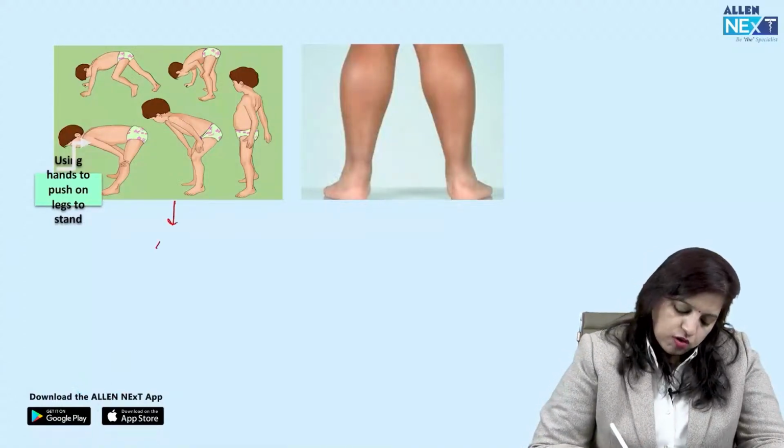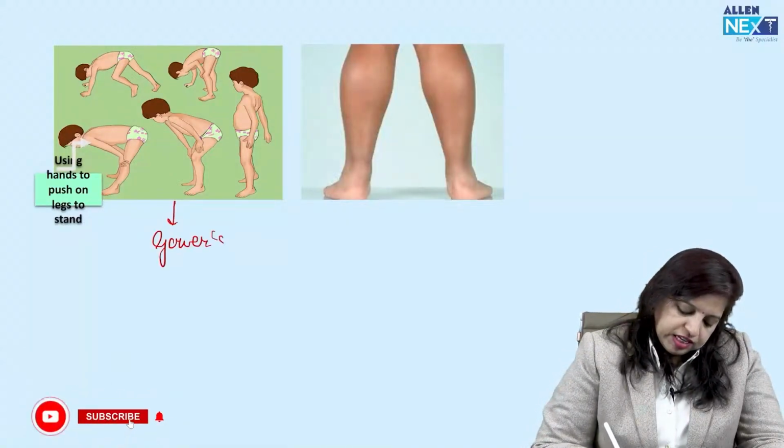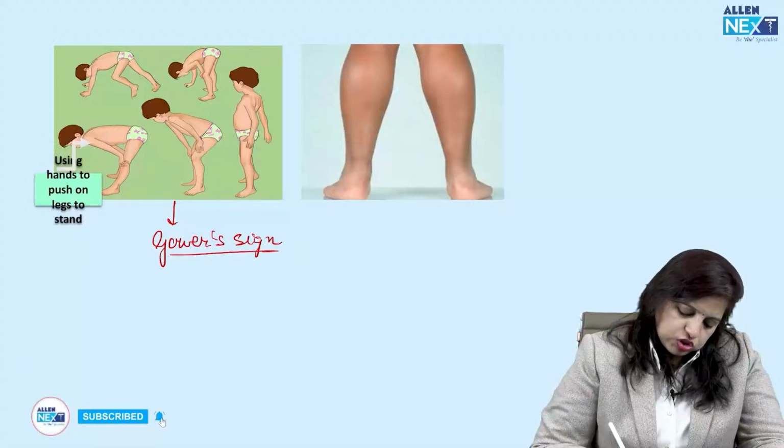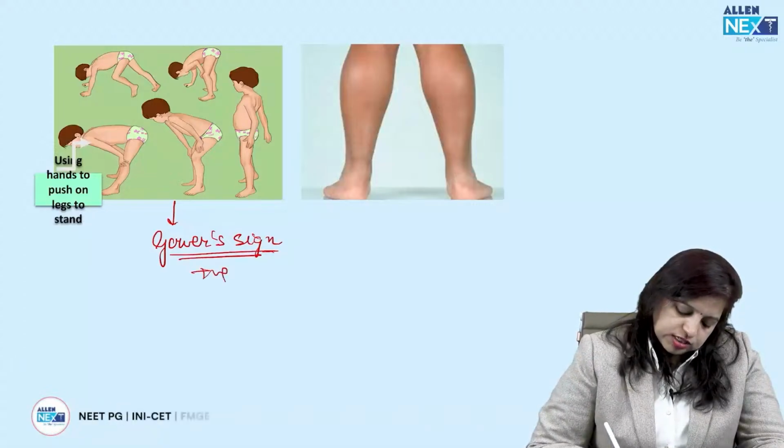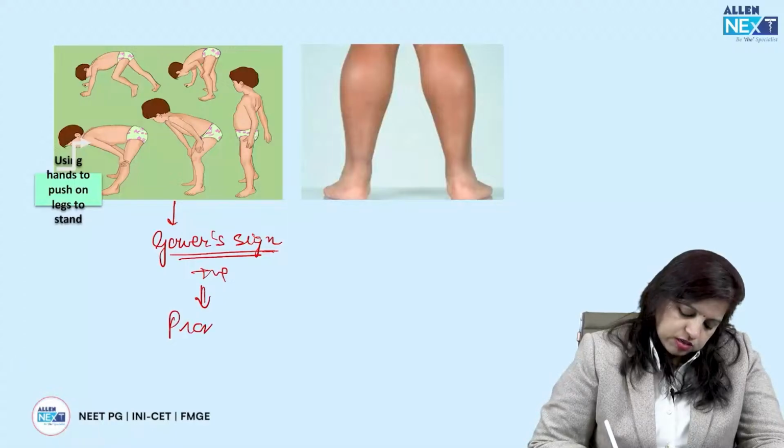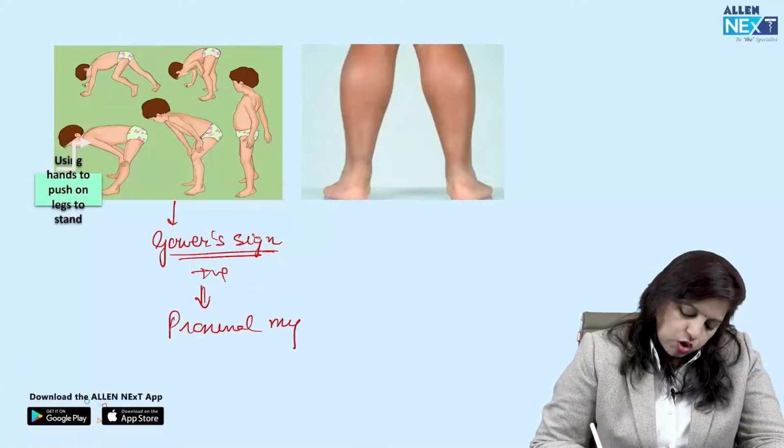This is known as the Gower sign positive, the way he's trying to get up from squatting position, and this is just a sign of proximal myopathy. Remember, Gower sign is not exclusive to DMD.